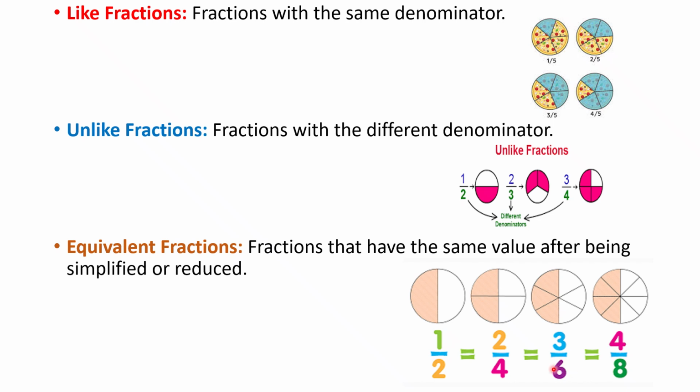Now let's see. Over here we have 1 upon 2, 2 by 4, 3 by 6, 4 by 8. 1 upon 2 is already in its simplified form. Now I can simplify the others. 2 ones are 2, 2 twos are 4. Then 3 ones are 3, 3 twos are 6, 4 ones are 4, 4 twos are 8. After simplifying these three fractions, I'm getting the answer as 1 upon 2 only. So that's why I can say that all these fractions are equivalent fractions.